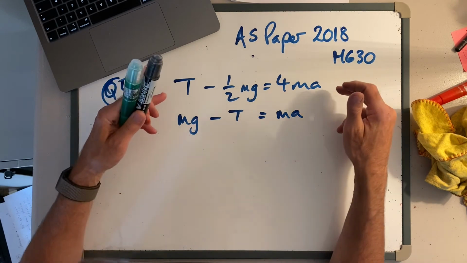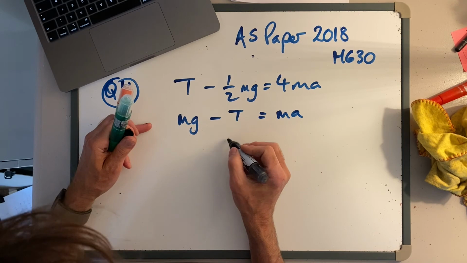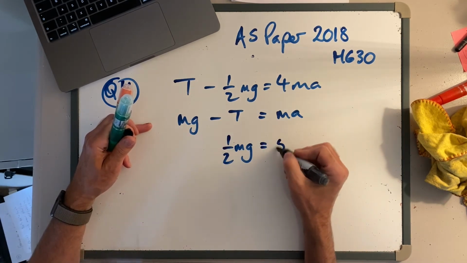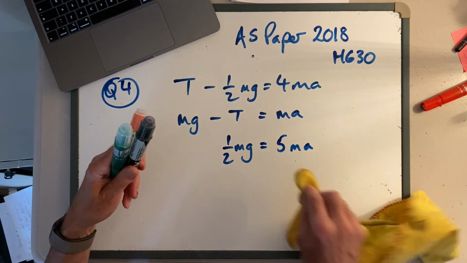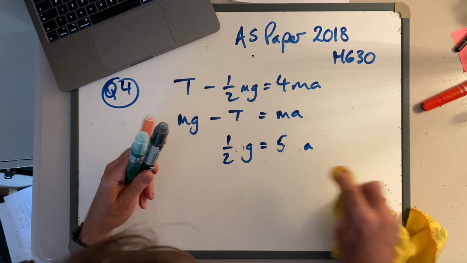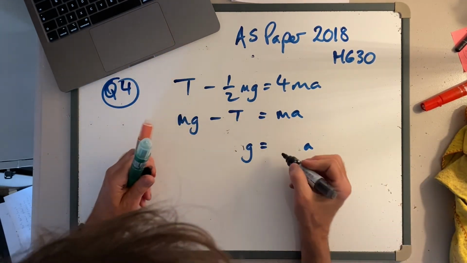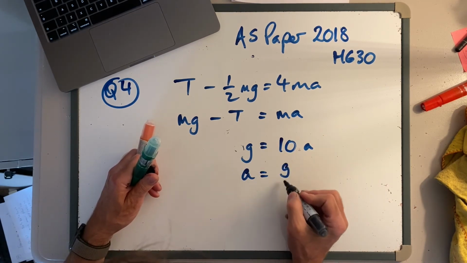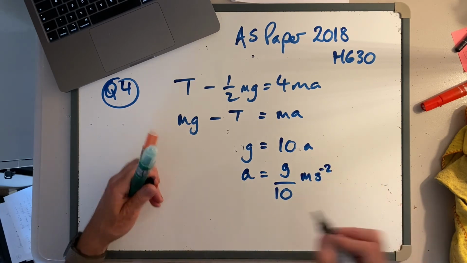Okay, if I add these together, what happens? I end up with 1/2 mg equals 5 ma. The m's cancel out, times everything by 2, and I get there. So write it in terms of acceleration: g over 10 meters per second squared.